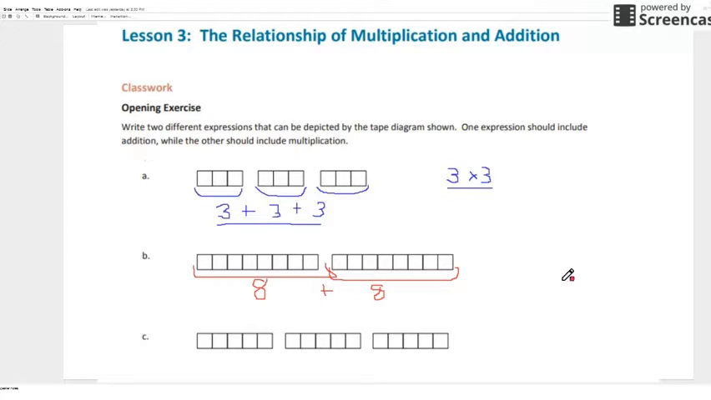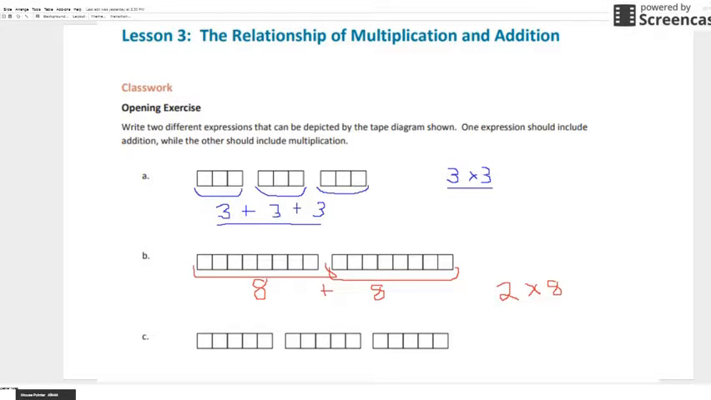The other one is, well, how many groups do I have? I have 2 groups, 2 groupings, and there's 8 in each group. So therefore, this would be a multiplication expression. So there you go. That's kind of what we're doing. That's kind of what they were asking us to do. There's one more. I'd like you to go ahead and stop the video or pause it. Go ahead and try this one on your own. Come back and I'll show you what the response should be.